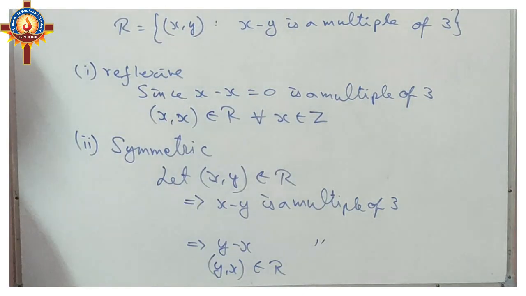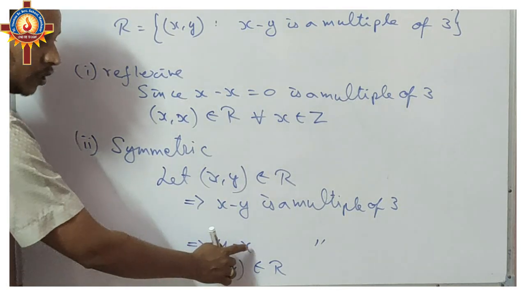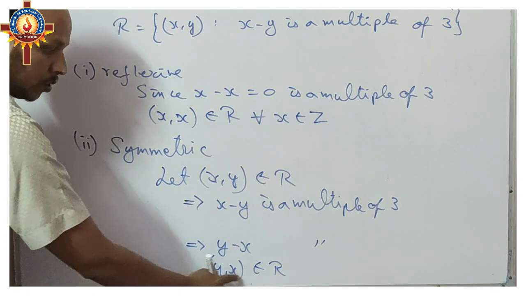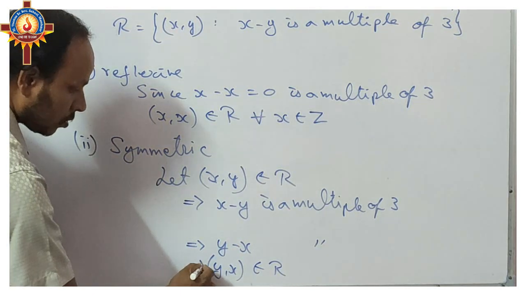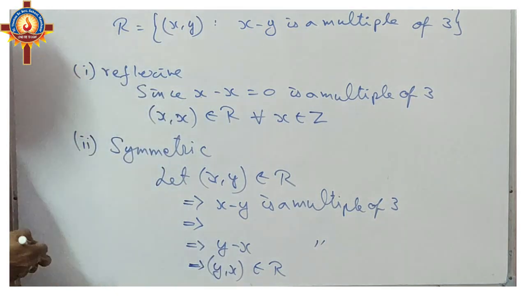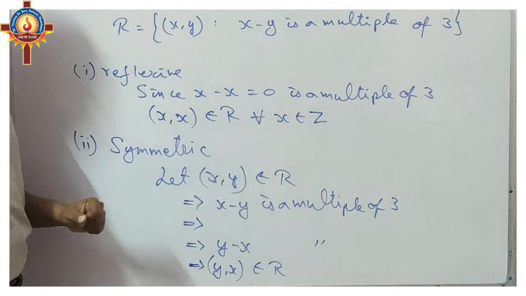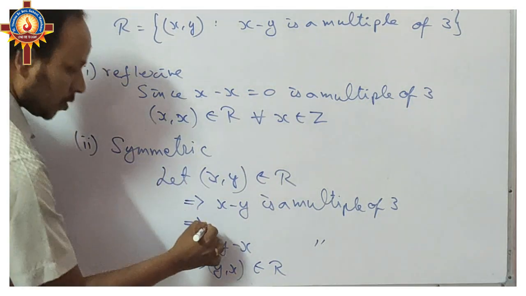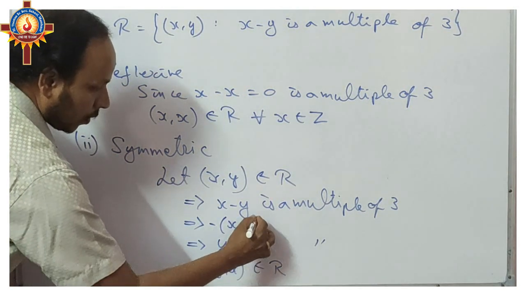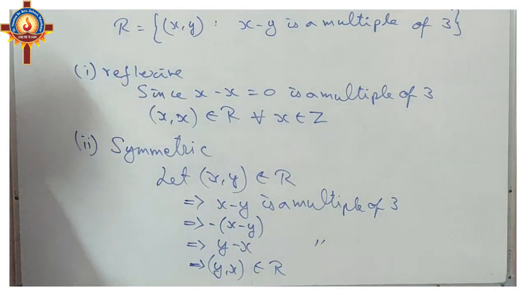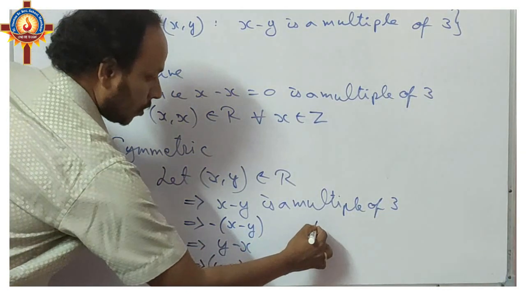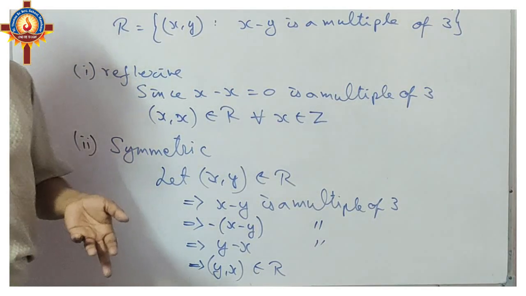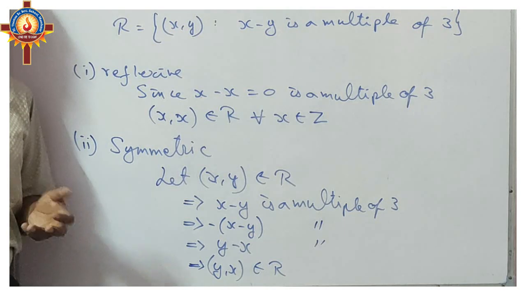Now we have to get y minus x is a multiple of 3. Because if y minus x is a multiple of 3, then (y, x) will belong to R. Now what is that term which is going to relate this? x minus y is a multiple of 3 and y minus x is also a multiple of 3. It's just the negative of x minus y. If x minus y is a multiple of 3, then minus of (x minus y) is also a multiple of 3. For example, if 12 is a multiple of 3, then minus 12 is also a multiple of 3.